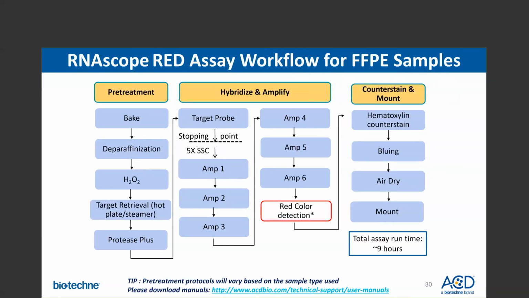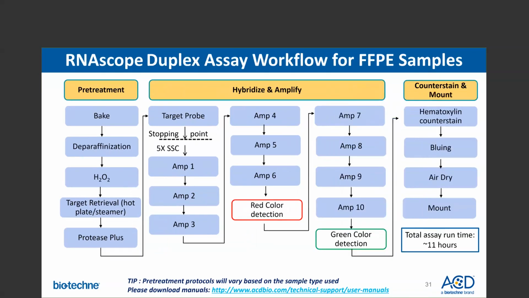So then the next part would be hybridizing with your probes for 2 hours at 40 C. This would be followed by a series of amplification steps. And then finally, you would proceed with red color detection or red chromogen detection. And once the detection is done, you will proceed with counterstaining using hematoxylin, followed by bluing, air dry, and mounting. The total assay runtime for the singleplex red assay for FFPE samples is around 9 hours. Also, please note an optional stopping point shown here, which is after the target probe hybridization, you can stop and store your slide in 5x SSC overnight at room temperature.